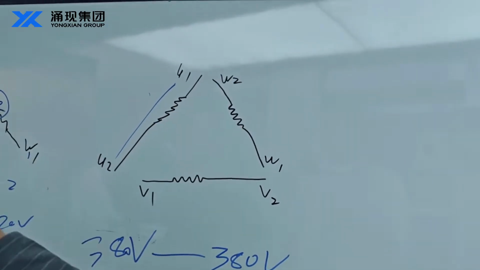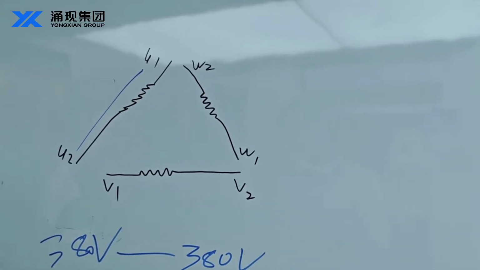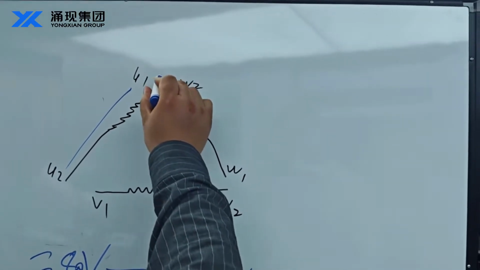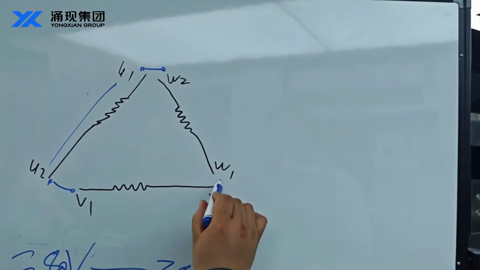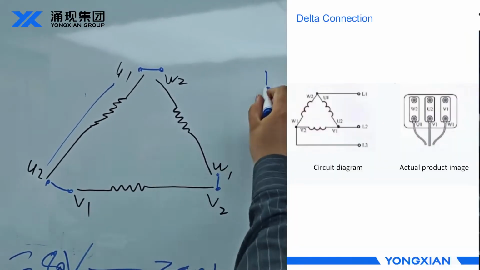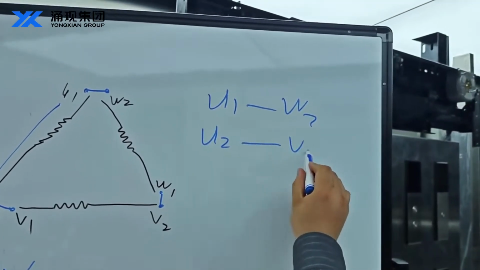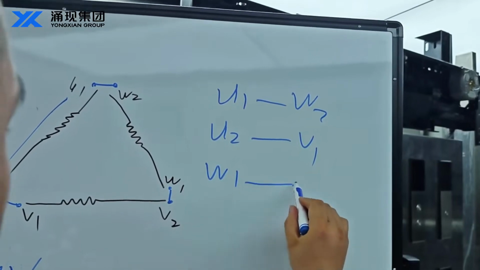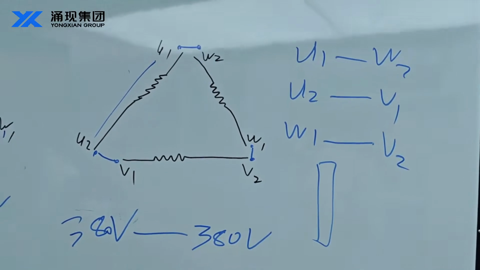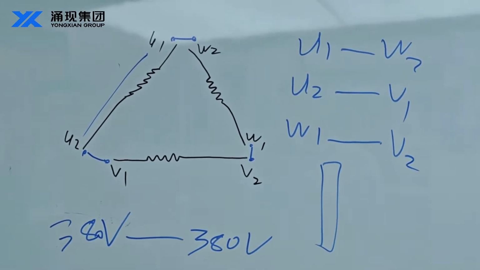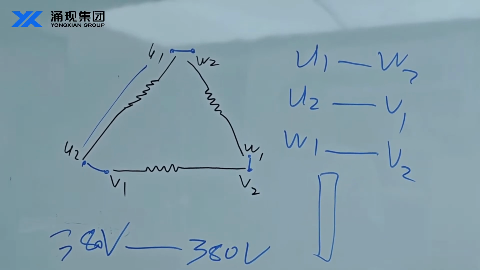The testing method for the delta connection is the same as for the star connection. The delta connection is wired as U1 to W2, U2 to V1, and W1 to V2.